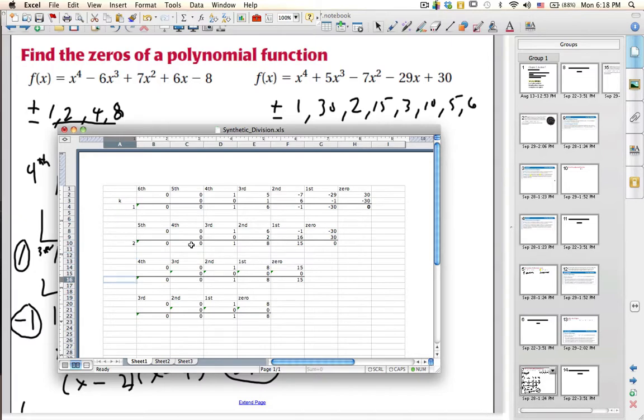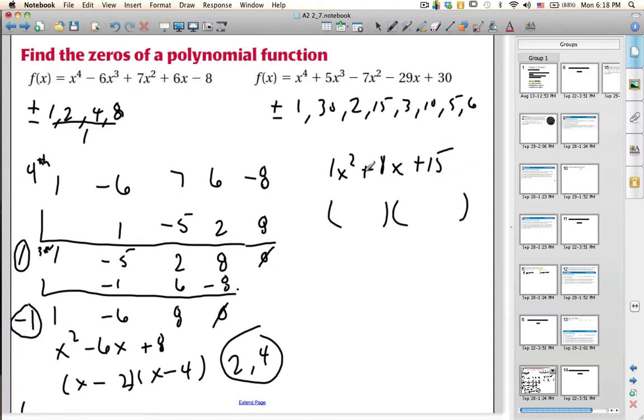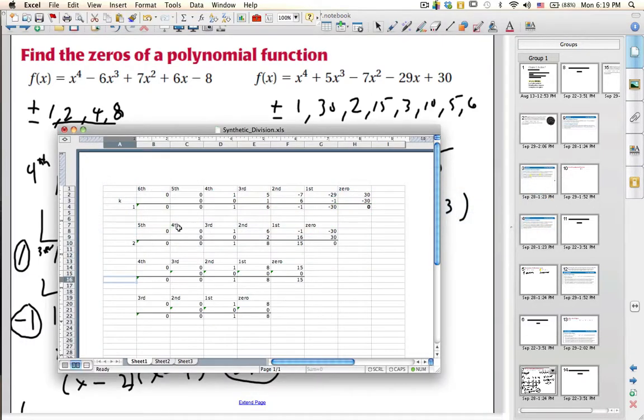So now I have a quadratic function. Normally I would go ahead and pull that function out. So my coefficients are 1, 8, and 15. So I have 1x squared plus 8x plus 15, and I want to factor this. I know my signs are the same, and they're both positive. Factors of 15 that add up to be 8 would be 5 and 3. So my solutions would be -5 and -3, plus the ones I got from the Excel file, 1 and 2.